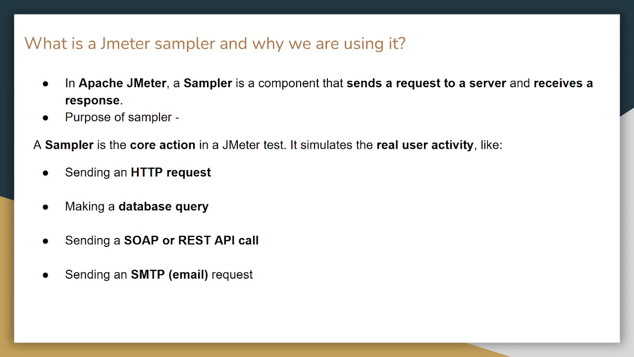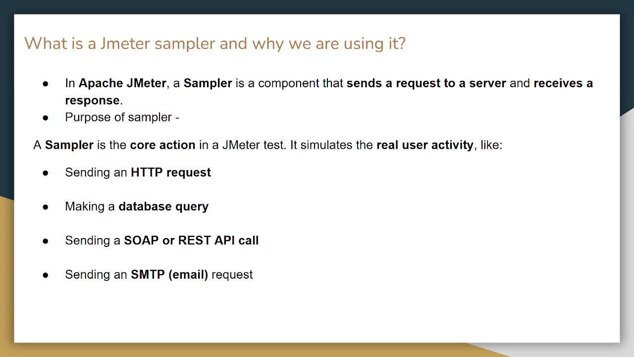Okay. What is a JMeter sampler and why are you using it? A JMeter sampler is a component that sends a request to a server and receives a response. The purpose of a sampler is to be the core action in the JMeter test. It simulates real user activity like sending an HTTP request, making a database query, sending a SOAP or REST API call, and sending an SMTP email request.